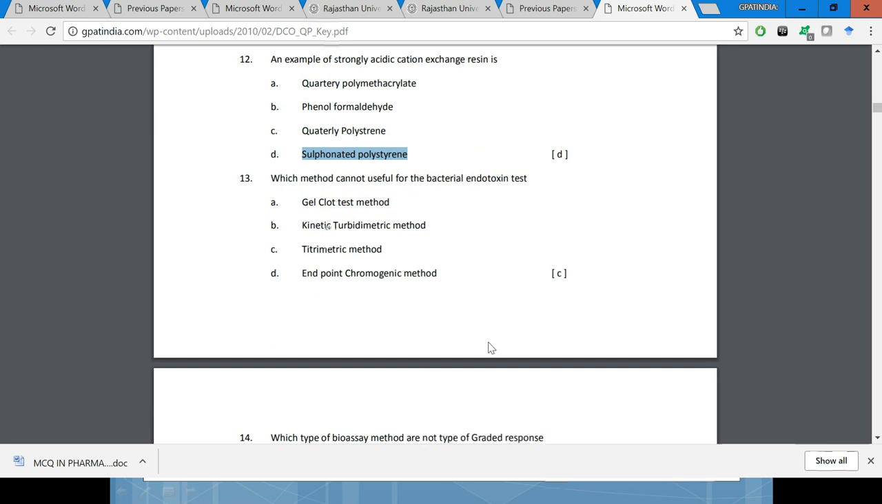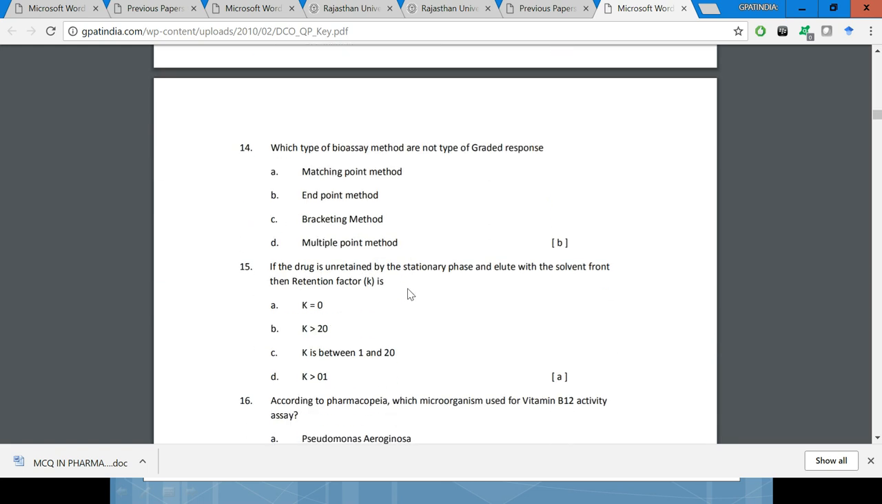Which method cannot be useful for bacterial endotoxin test? Now to remind, there are 3 bacterial endotoxin tests. First one is gel clot technique, which is based on gel formation. Second is turbidimetric method, based on the development of turbidity after cleavage of an endogenous substrate. And third one is chromogenic technique, which is based on the development of color after cleavage of a synthetic peptide chromogen complex. So correct answer is titrimetric method. I don't think there is any method which can titrate bacterial endotoxins.